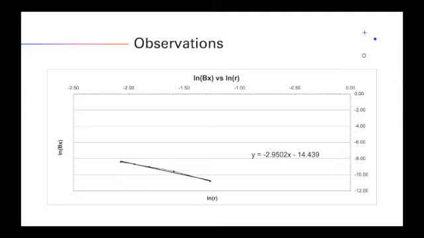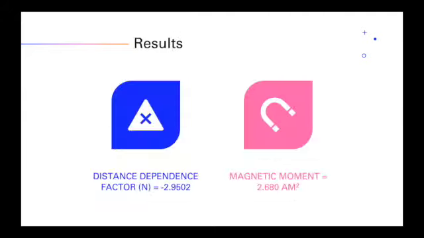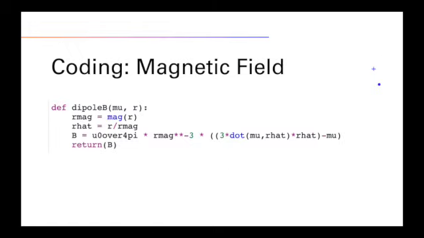The distance dependence factor is the slope of this graph. These are the numerical results that I calculated from my previous observations. Following completion of my physical experiment, I then began my computational model. I first began by writing a function to calculate the magnetic field of the inputs.